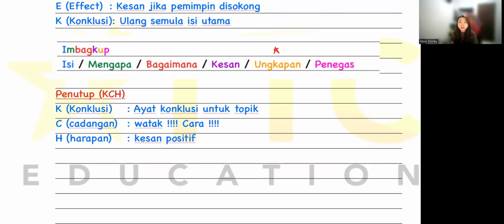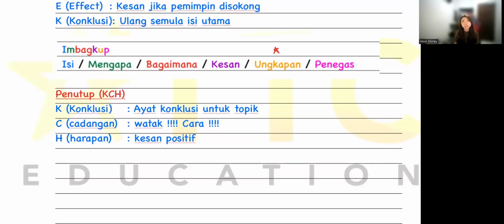How many cadangans and how many harapans will you need to write? Okay, for your information, if it's a short essay, then I would recommend my students 1 cadangan and 1 harapan. If it's a long essay, bahagian B, then it's 2 cadangans and 2 harapans. Teacher, is it necessary to split it into ayat cadangan and ayat harapan? No. You can combine your cadangan and harapan like what I do.